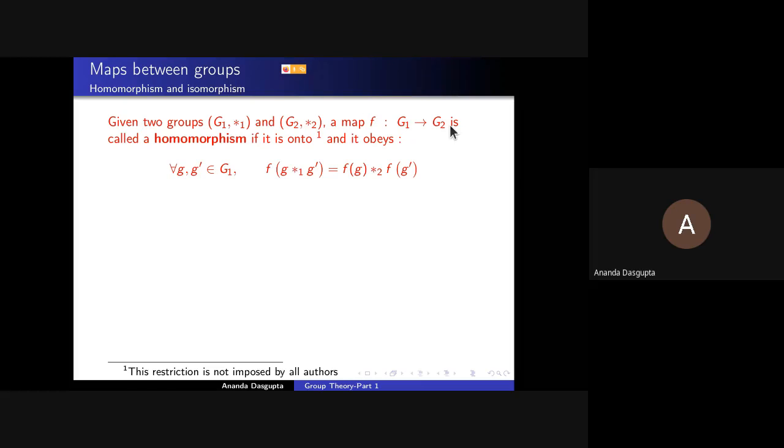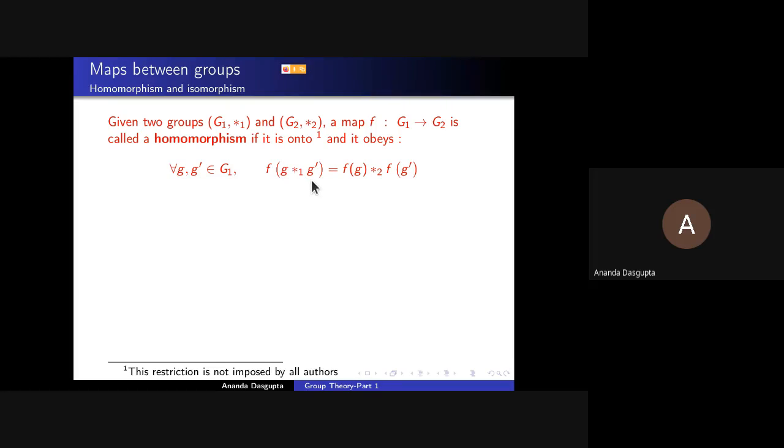The map F is of course a map between the sets G1 and G2. This is called a homomorphism if two properties hold: if it is onto and it obeys this very important property. You take two elements G and G prime of G1, compose them together, so of course for that you use the star 1 operation, that is the operation in the group G1. You get a result and then you apply F on that. If the result is the same as what you get if you applied F first on G and G prime separately to get F of G and F of G prime, which remember are elements of G2, and then you compose them using the rule for the second group, F(G) star 2 F(G prime).